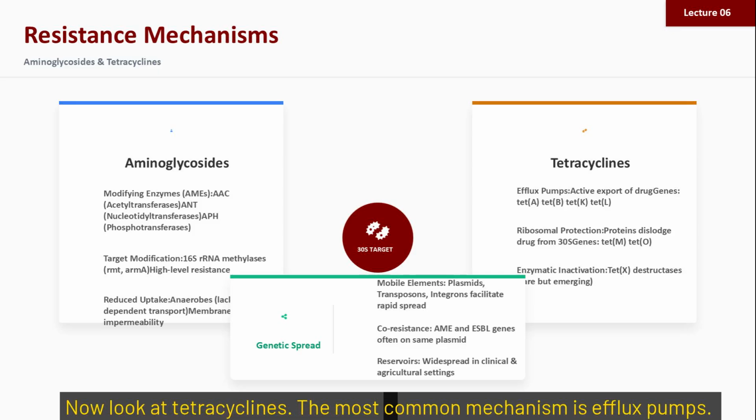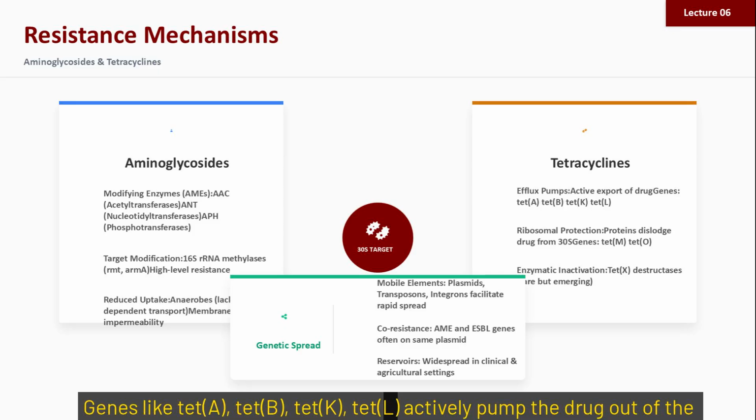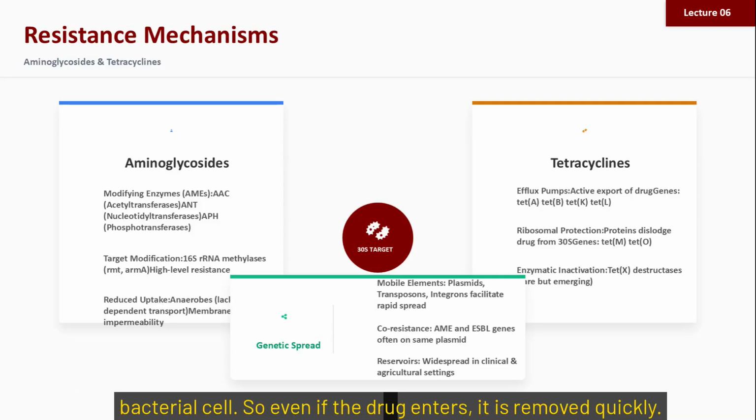Now look at tetracyclines. The most common mechanism is efflux pumps. Genes like tetA, tetB, tetK, tetL actively pump the drug out of the bacterial cell. So even if the drug enters, it is removed quickly.